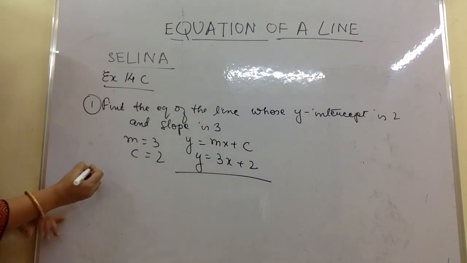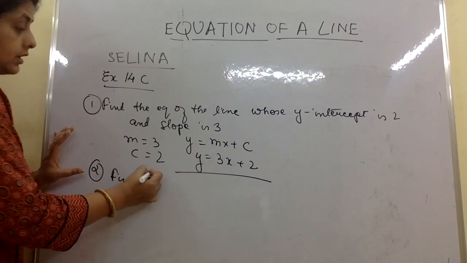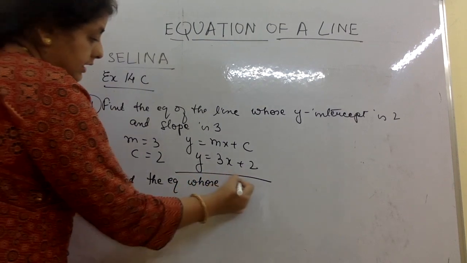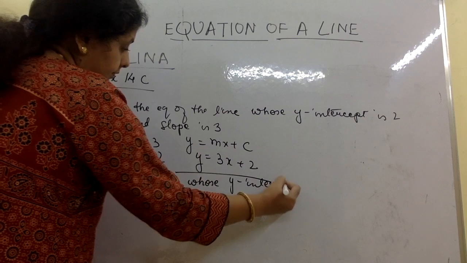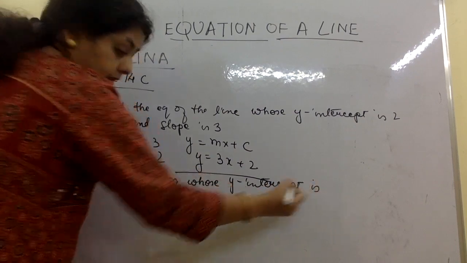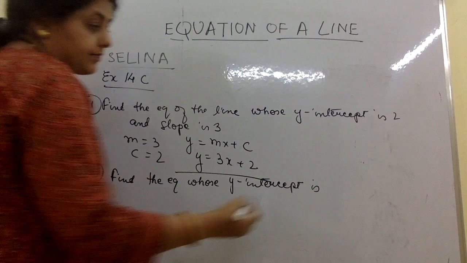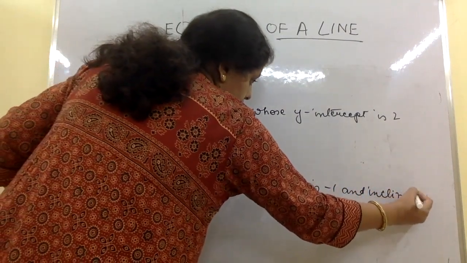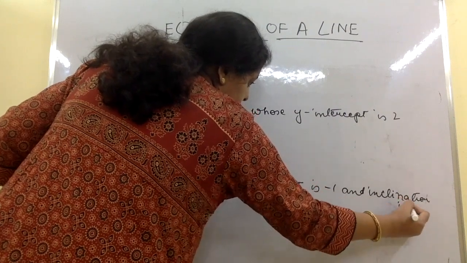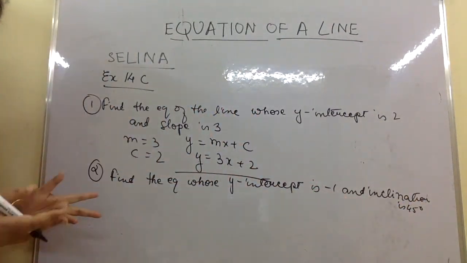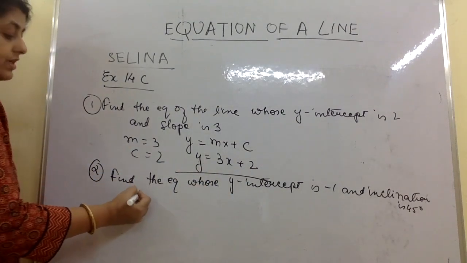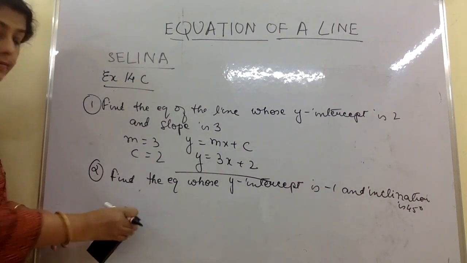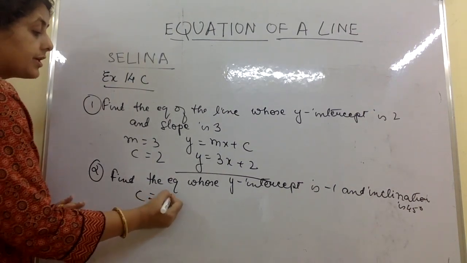Find the equation of a line whose y-intercept is -1 and inclination is 45. Okay, what do they mean by this? Y-intercept is -1 means c is equal to -1.